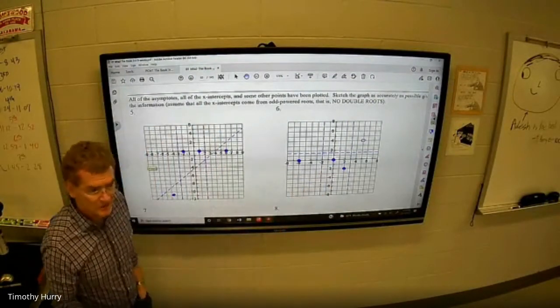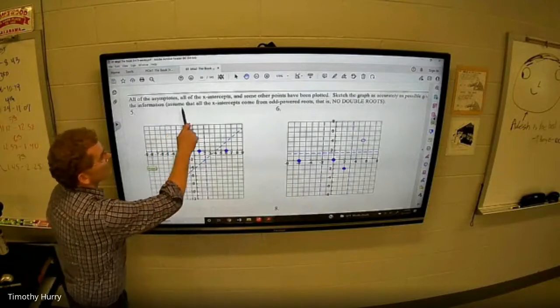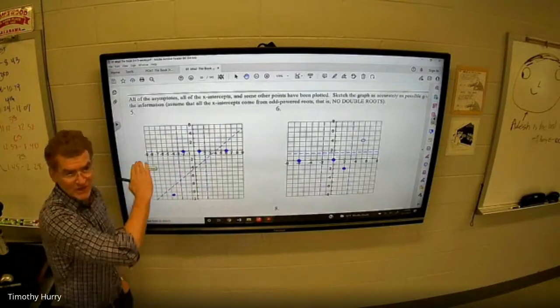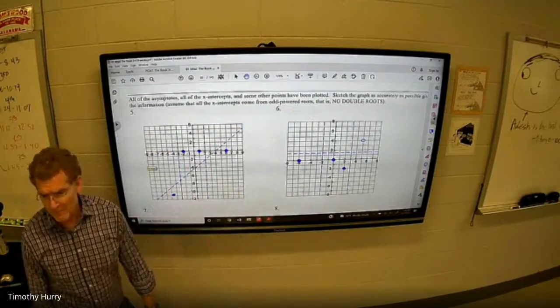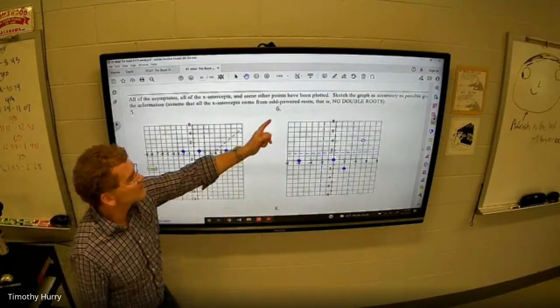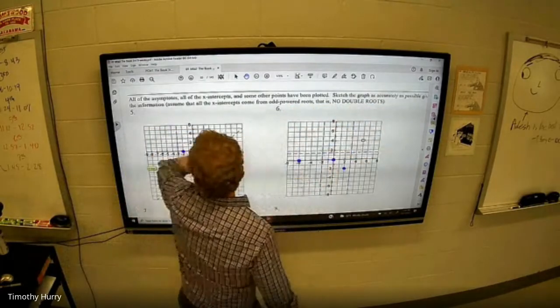Are you with me? Don't try to make an extra one. All of those are given. I didn't say y-intercepts. I just said x-intercepts. Some other points have been plotted. Maybe enough to help you graph. Sketch the graph as accurately as possible, given this information.